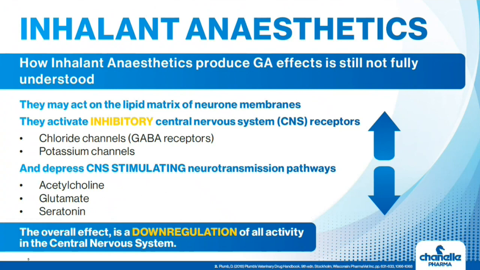The way in which inhalant anaesthetics produce their effect is still not fully understood. There are a number of things that are believed to play a role. They may act on the lipid matrix of neurone membranes. They are also believed to activate inhibitory central nervous system receptors, such as chloride channels, GABA receptors, and potassium channels. They're also thought to suppress CNS stimulating neurotransmission pathways, such as acetylcholine, glutamate, and serotonin. However, despite not fully understanding the mechanisms of action, what we can see is the overall effect is a downregulation of all activity in the central nervous system.